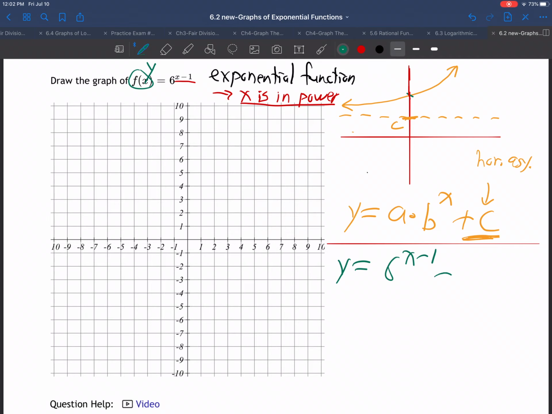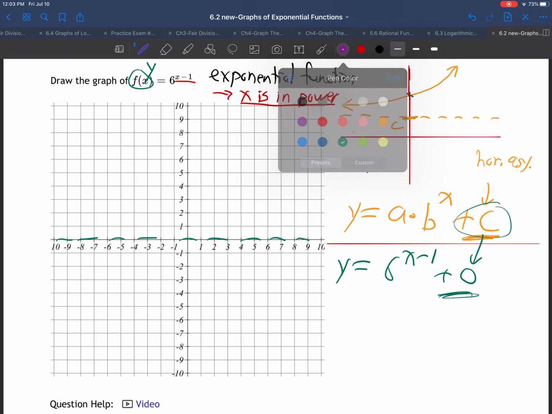Well, notice there's like a plus 0 out there. So the c, the number added off to the right, is not there, which means it's the same as adding 0. Do you see why I'm saying that? Adding 0 doesn't change anything, does it? And that way I have a number added off to the right to match up with the c. So that tells me the horizontal asymptote is going to be right here at 0. So that's the first thing they want us to do on this one, is realize the horizontal asymptote.